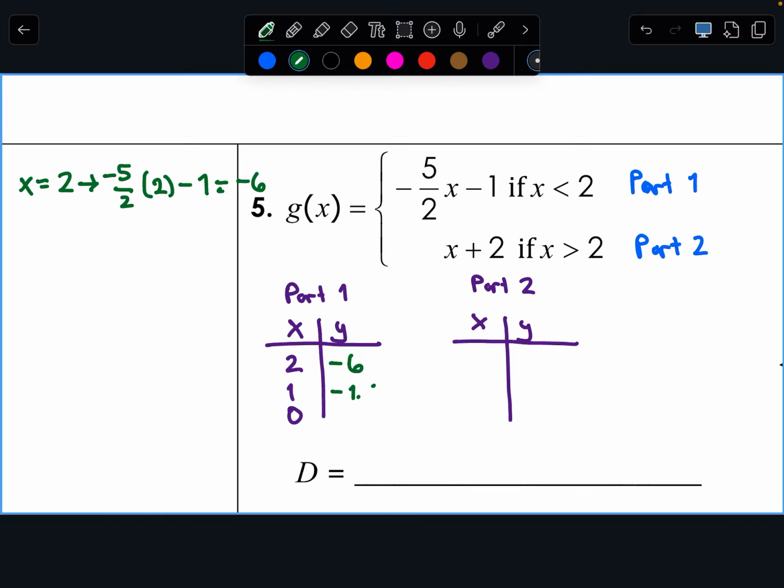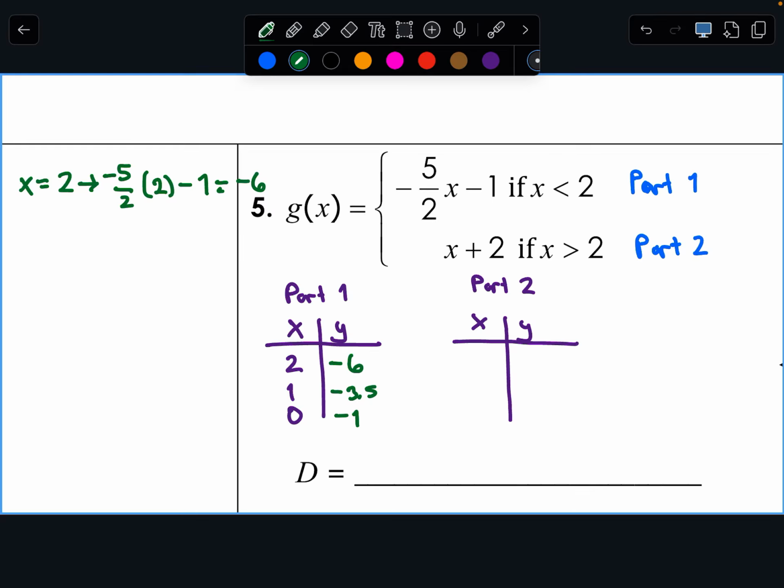In case you said negative 1.5, no, just negative 1. For 1, negative 3.5. In case you did not know that, what you would do is plug the value of x into the equation. I probably could have thought about this a little better, and we could have used even numbers because the slope was negative 5 over 2. But that's okay. We have 0, negative 1. So we have those 3 points.